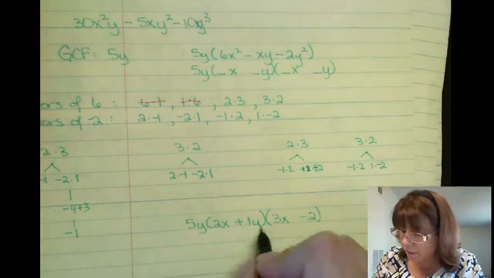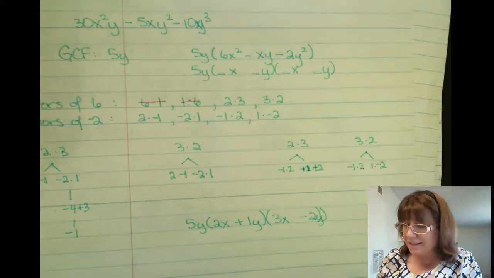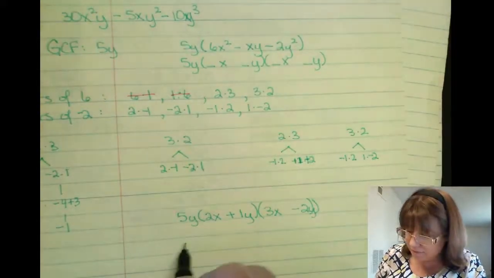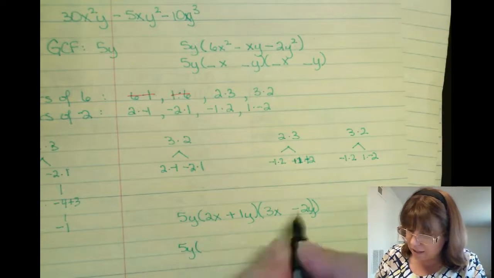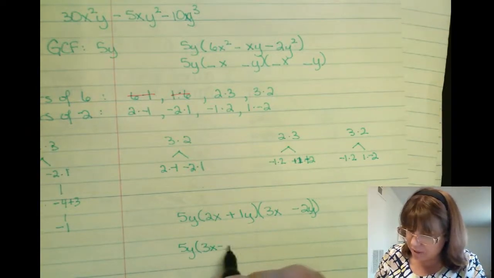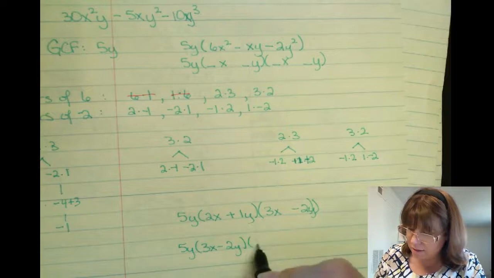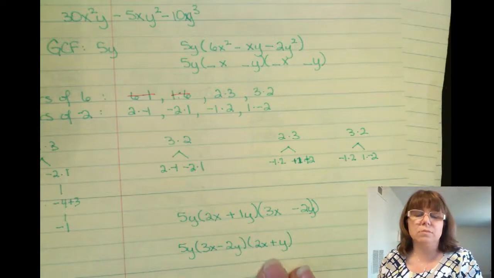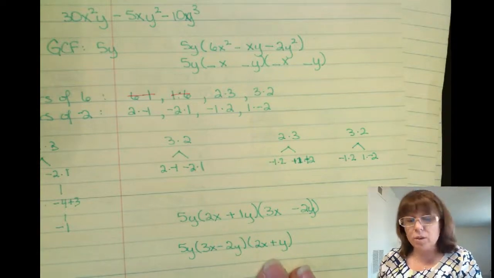And I don't want to forget my y's. So my y is hanging off there. So there is my final answer, 5y, and it can either be written as 3x minus 2y, 2x plus y, or it can be written with the 2x plus y in front. So either one of those will work.